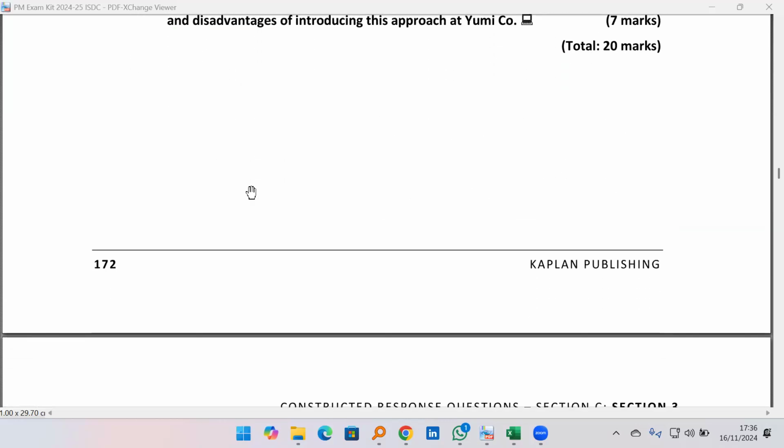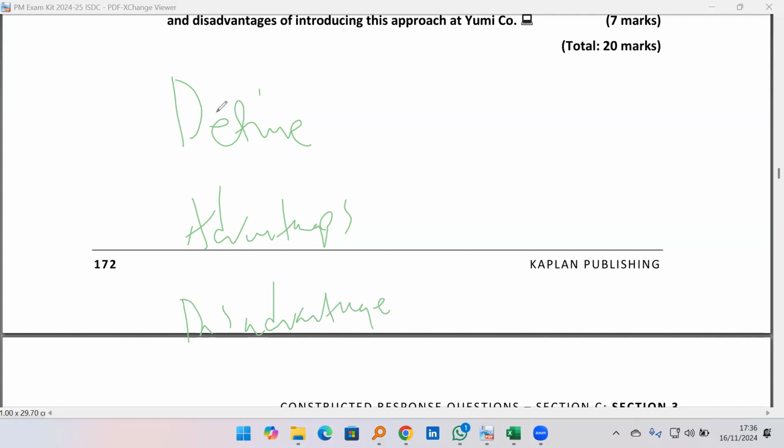So first, the best thing is to just have these sections broken down: define, then advantages and disadvantages, so that you know when you're answering that I've defined, I have given some advantages, I've given some disadvantages. Therefore, I have handled the entire question.